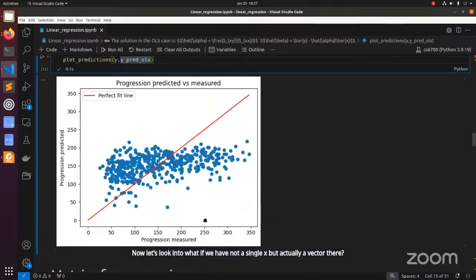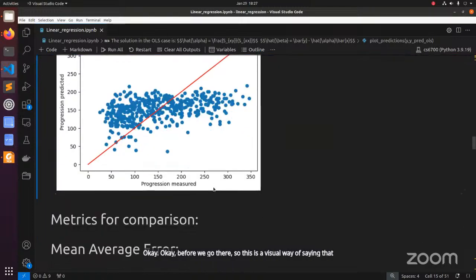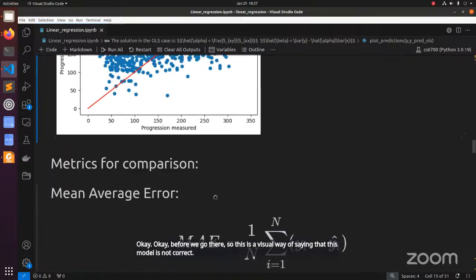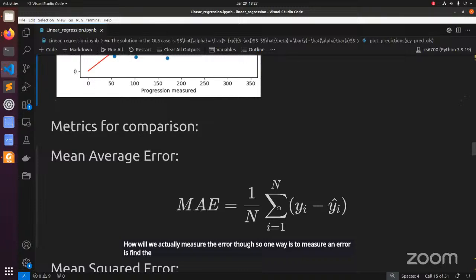Okay, before we go there, so this is a visual way of saying that this model is not correct. How will we actually measure the error though? So one way to measure an error is to find the mean absolute error. So what you do is that you take the average of the error between them, and you just take the average of that error. Okay, it simply does an average of the error.